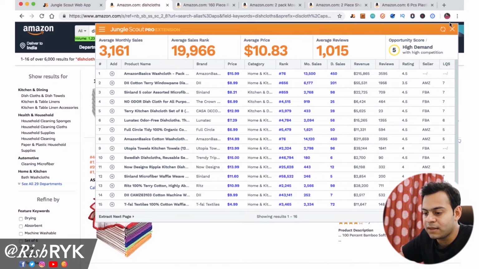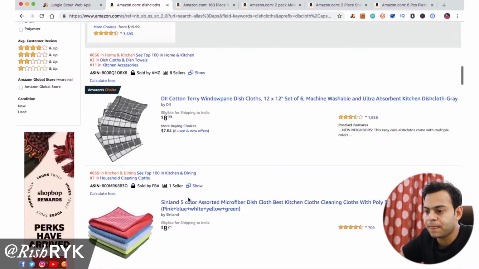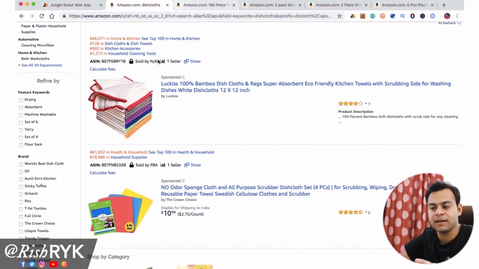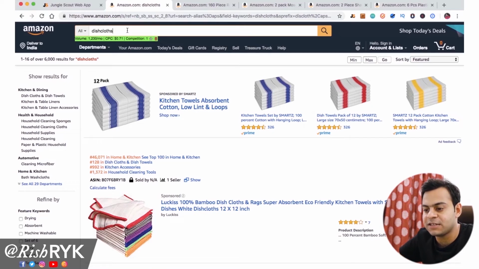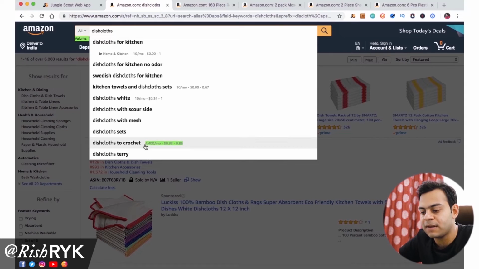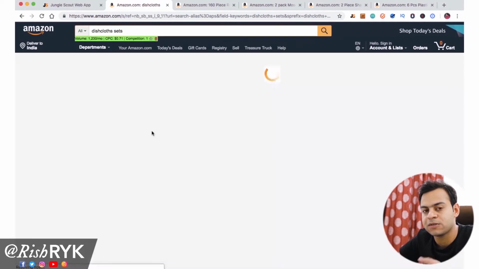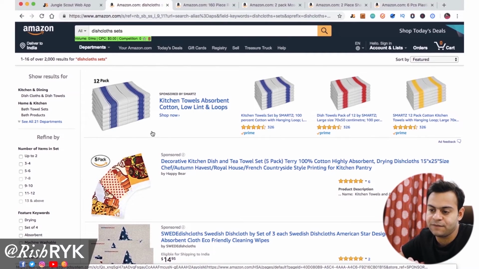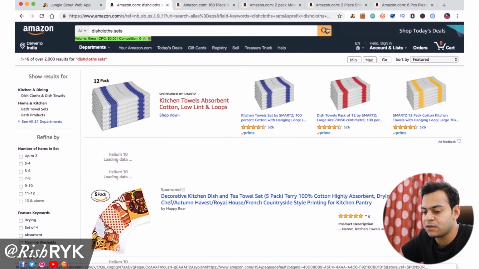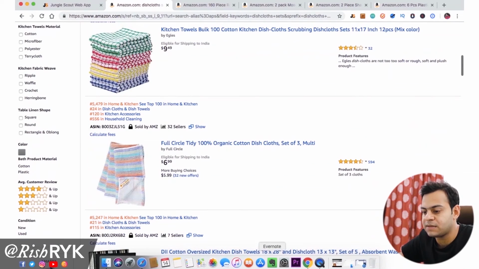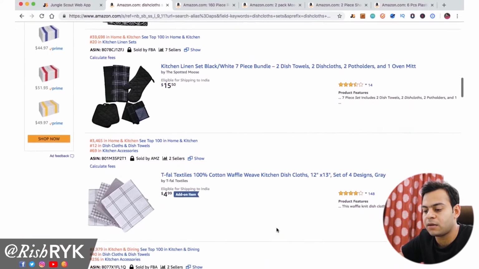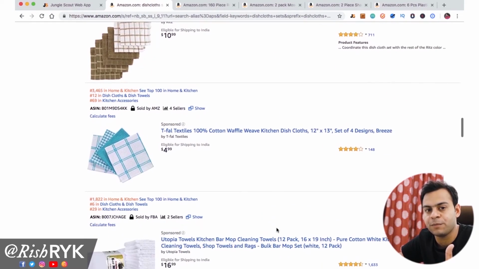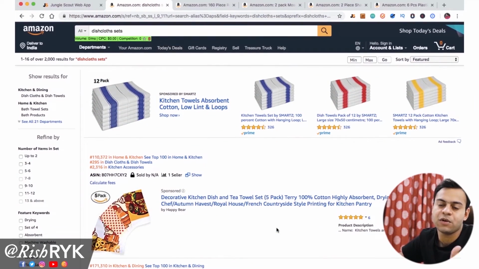Although before I drop it, here's a quick tip. I'm just going to hit space and search for set once, because usually the sets are priced a little bit higher than individual products. Of course, that would make total sense. But I see that these are still priced a lot under $20, and I don't think a cloth product would actually be priced over $20. So I'm just gonna skip this product.